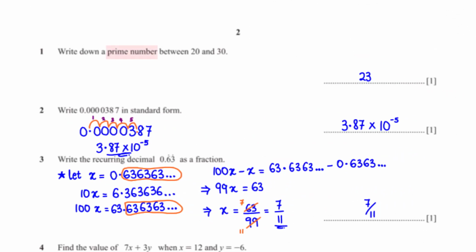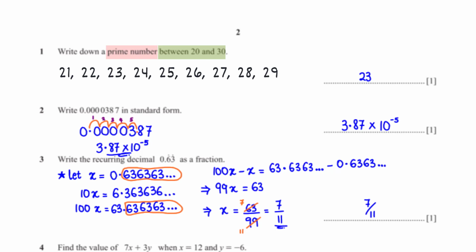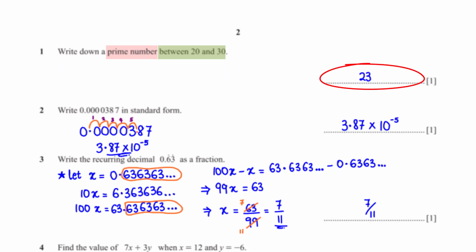Write down a prime number between 20 and 30. After listing the numbers between 20 and 30, you are able to identify 23 and 29 as prime numbers, so you can pick either of them as your answer. In this case, I picked 23.